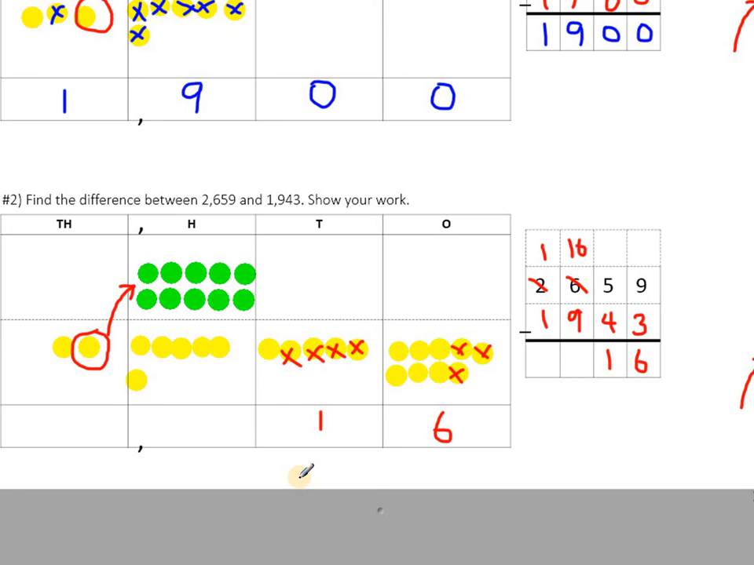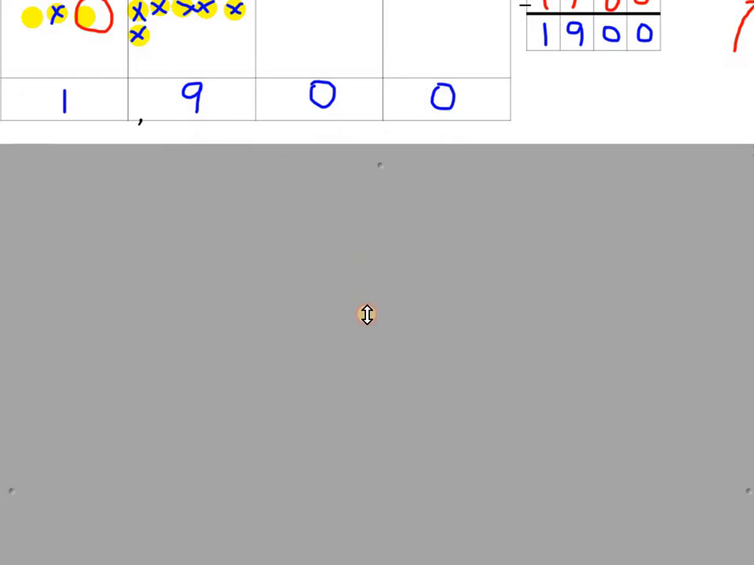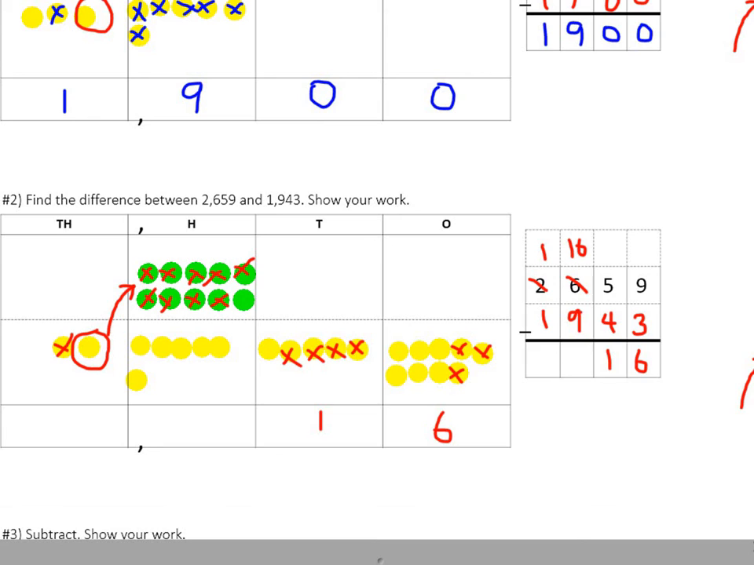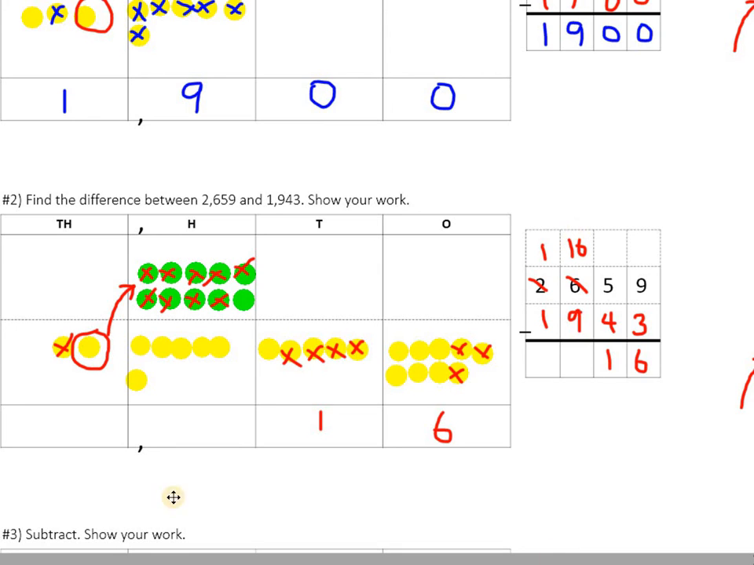I want you to finish this math problem and then check your work. So you're going to press play to check your work. See you in a second. All right, my subtraction is almost done. We'll finish it together. So that's what the subtraction looks like.